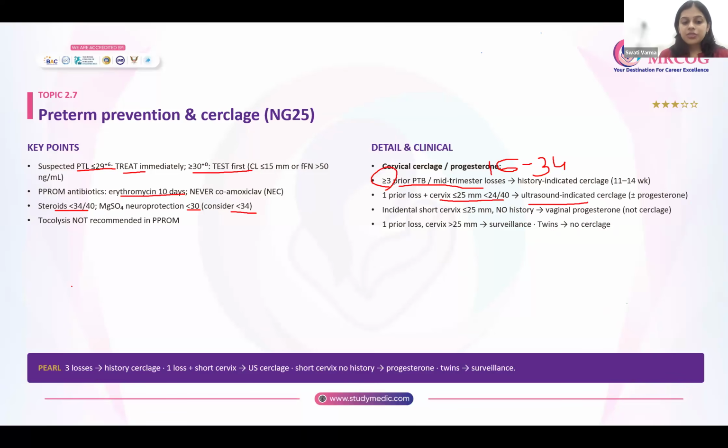Pearl points: 3 losses indicates history indicated cerclage. 1 loss plus short cervix indicates ultrasound indicated cerclage. Short cervix with no history, you can consider prophylactic vaginal progesterone. Twins, you have to just do surveillance. No need to do cerclage.